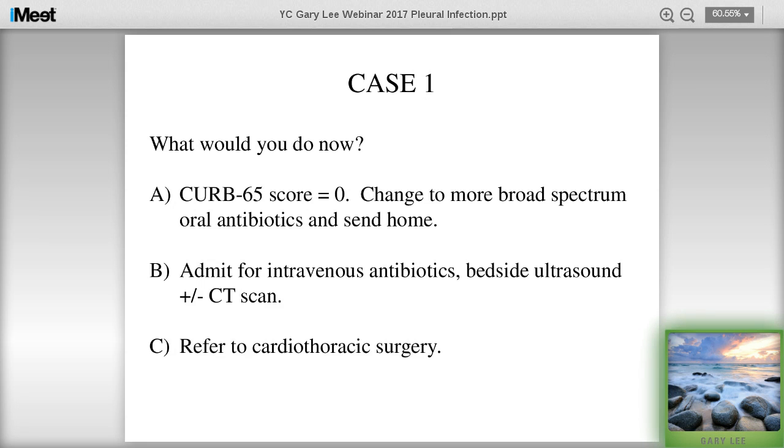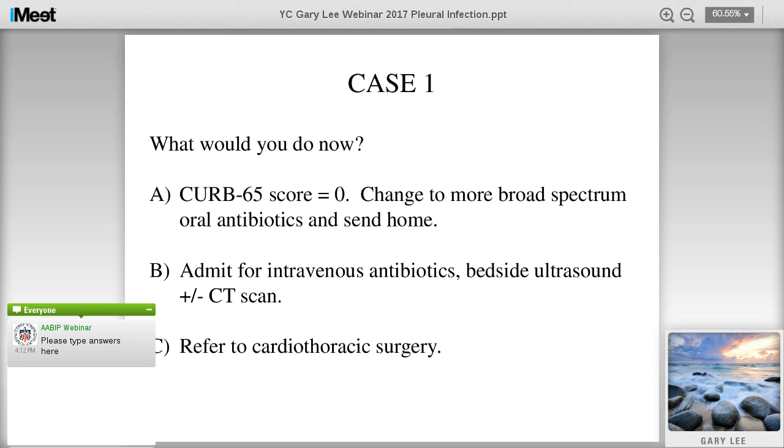So at this point, what would you do now? You can have a quick chat. A is because his CURB-65 score is 0, so by a lot of the guidelines, you might still not want to admit him. You might just change to use more broad-spectrum antibiotics and send him home again. B, you might admit him for intravenous antibiotics, do an ultrasound, maybe a CT scan. Or C, you think that that's got enough to send him to cardiothoracic surgery. So I might just ask you to see what you would do, and might ask David or Russ to count the response.